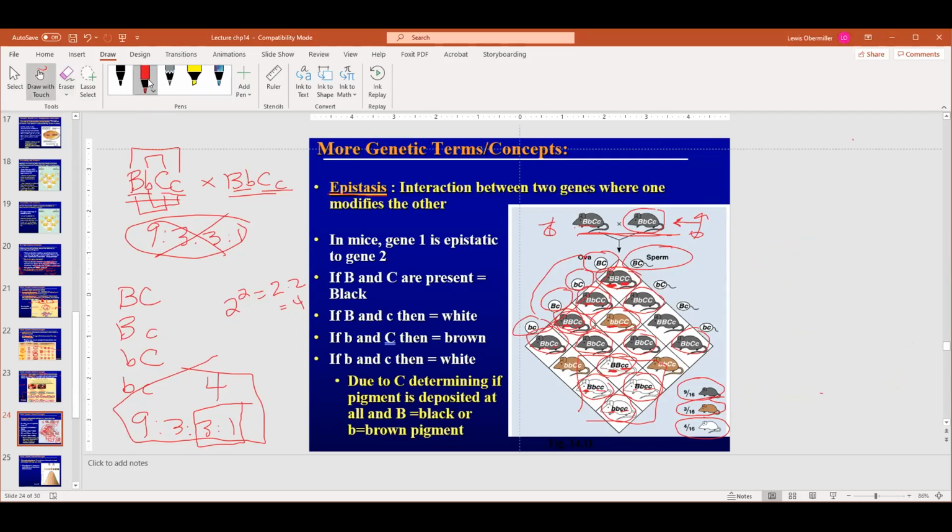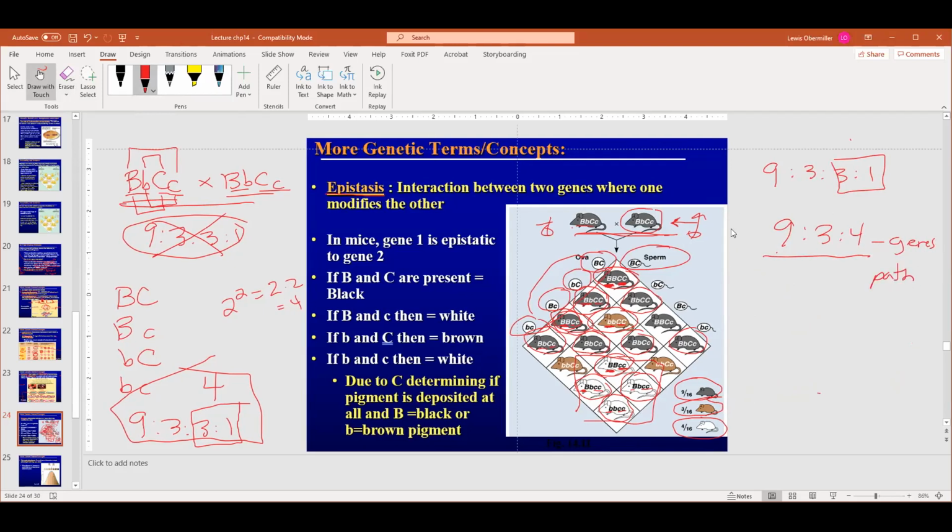So in non-epistasis, we get 9 to 3 to 3 to 1. And we already did this in a dihybrid cross, which is what we're talking about. In epistasis, we get 9 to 3 to 4 because these two come together and give us this ratio. So if we see a weird ratio, we know that those are genes in a pathway working together. These two genes have to be in a pathway, creating the phenotype that we see.